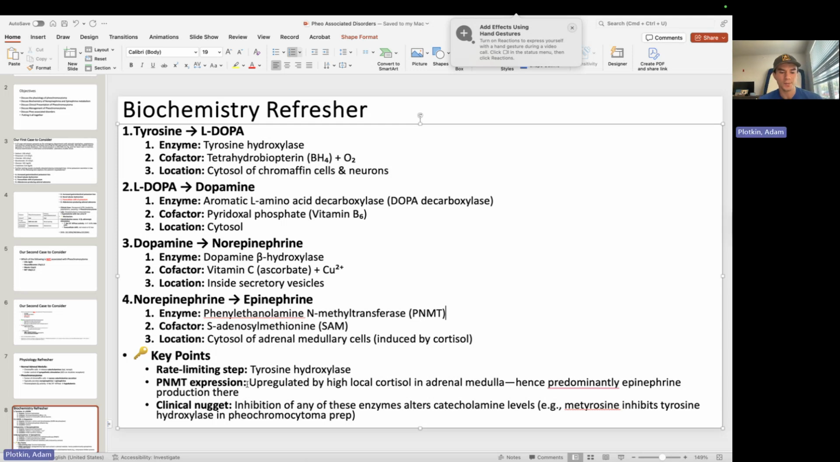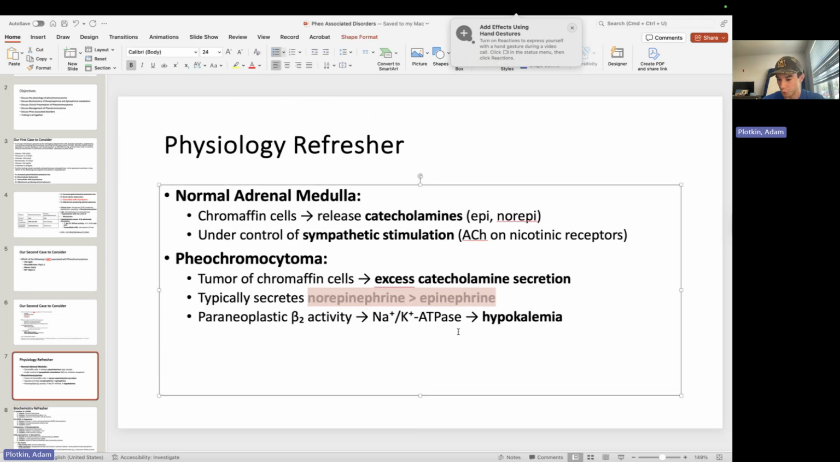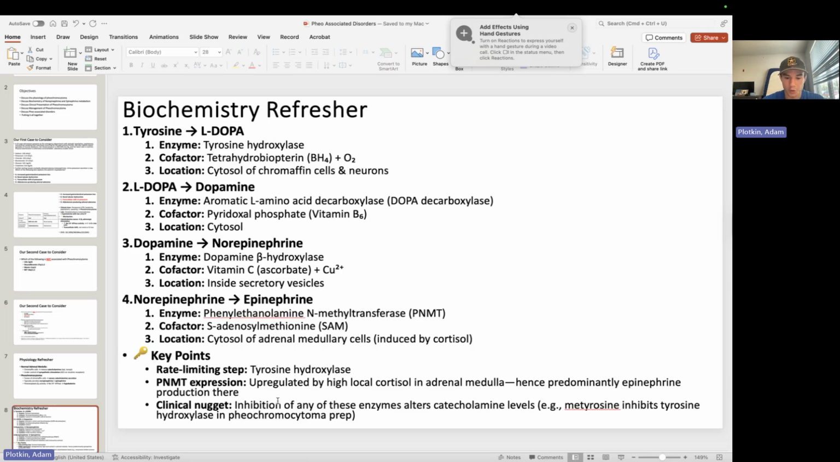So my key points for you here: the rate limiting step is tyrosine hydroxylase. PNMT is upregulated by high cortisol in the medulla, hence the predominantly epinephrine production in the adrenal medulla. But as the norepinephrine gets spread out, norepinephrine is going to end up being the vast majority of what we see, as I showed you here. And the clinical nugget is that inhibition of any of these enzymes can alter the catecholamine levels. There is a drug called metyrosine that inhibits tyrosine hydroxylase and can be used in pheochromocytoma prep. I'm not going to talk about it anymore.